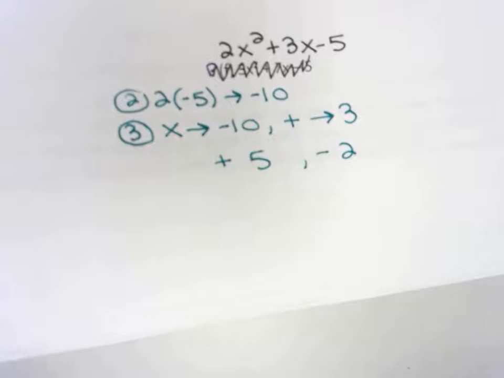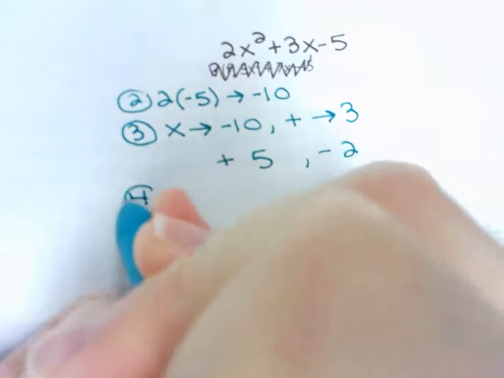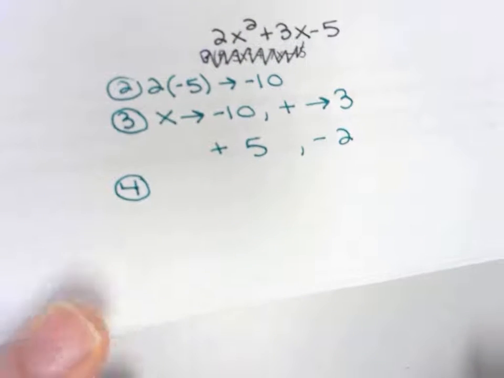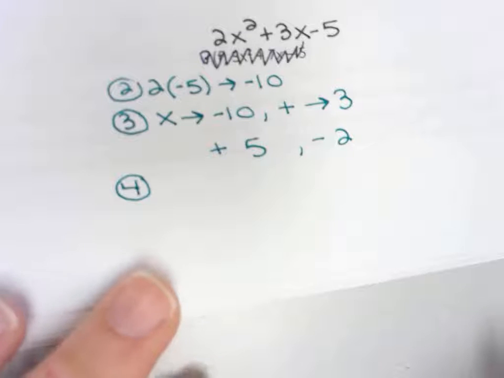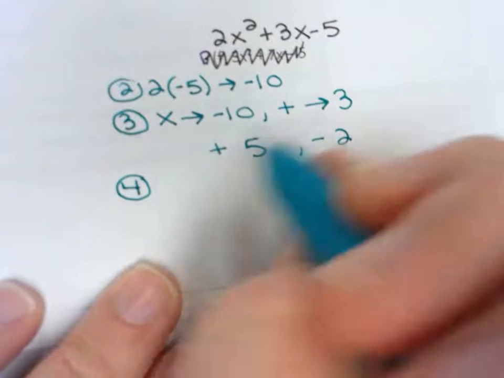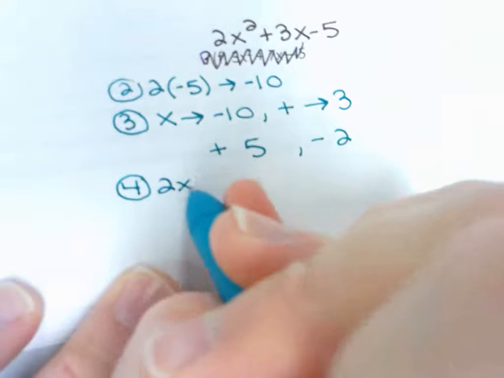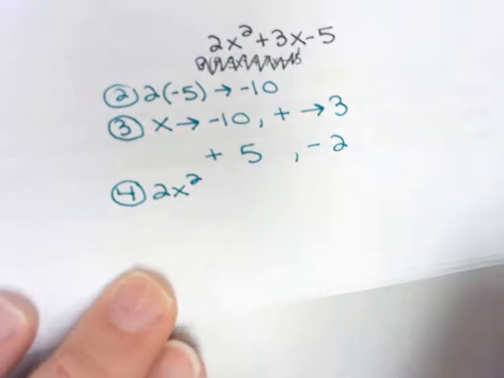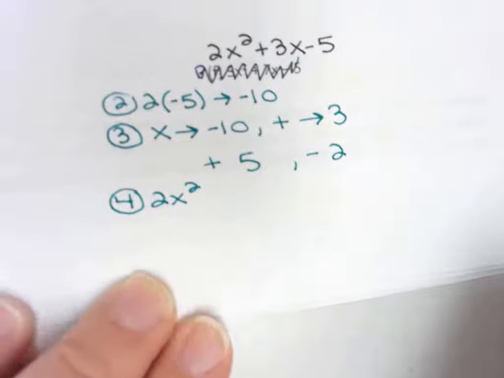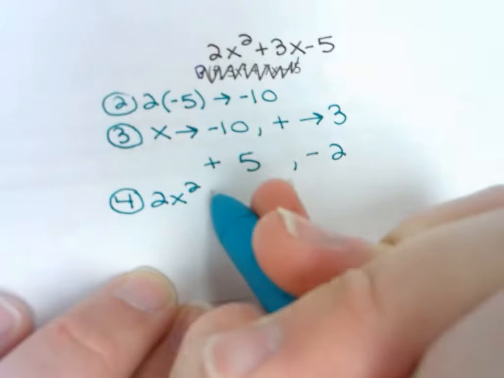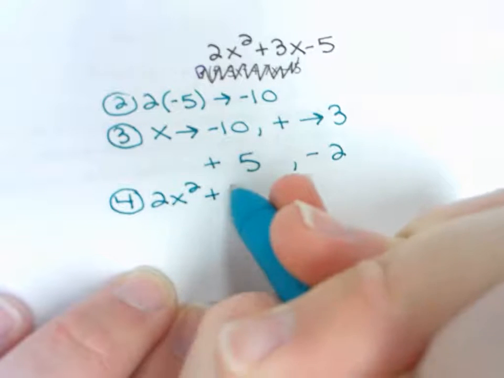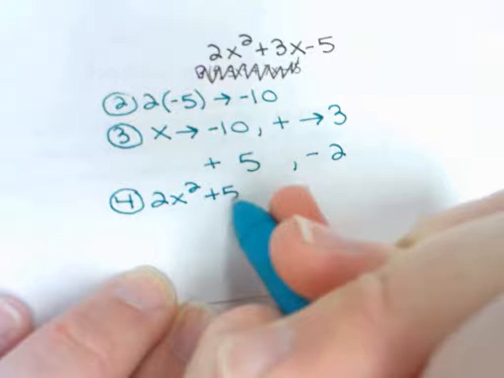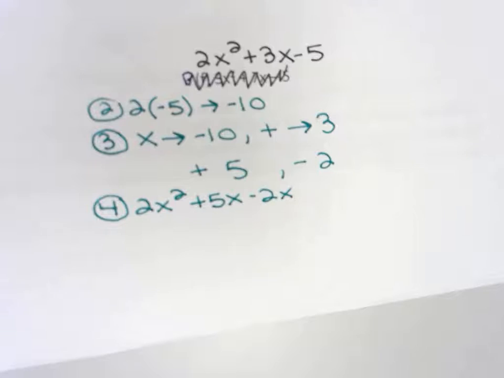Okay, so step 4, what do I do with those two numbers? Plug them in for the 3. So I have 2x squared. If I rewrite my middle term, what will I have? Plus 5x minus 2x. Plus 5, replacing the 3x. So I need to put a 5x, negative 2x, and then I need a minus 5 here.